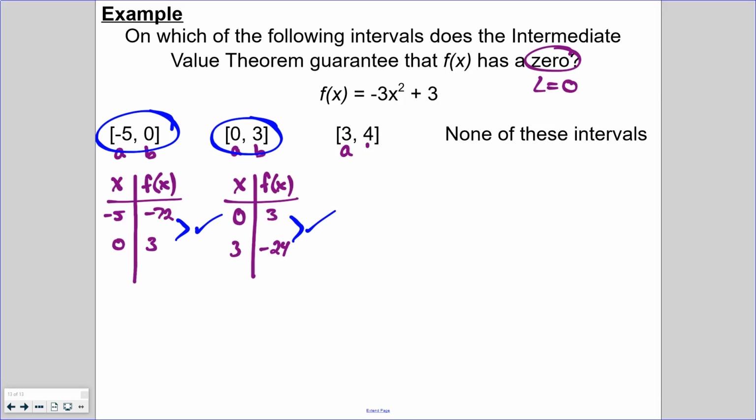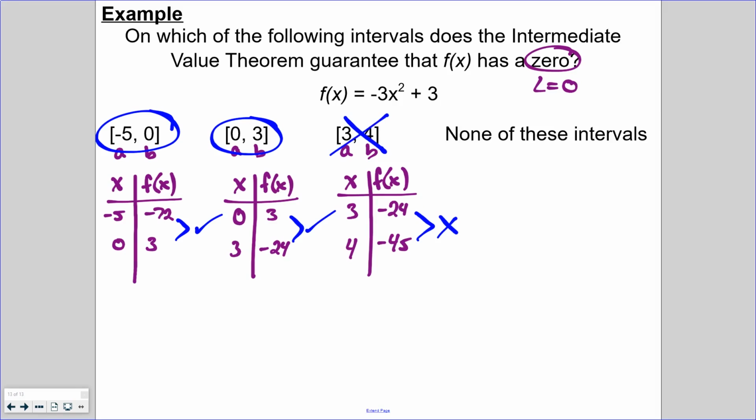And then next up, a and b, so x and f of x. A is 3, b is 4. The output for 3 is negative 24. The output for 4 is negative 45, and unfortunately, wah wah, there is no sign change here. So therefore, 3, 4 is not an interval that has a 0. And since we've identified 2 of the 3 intervals, none of these is also not a solution.